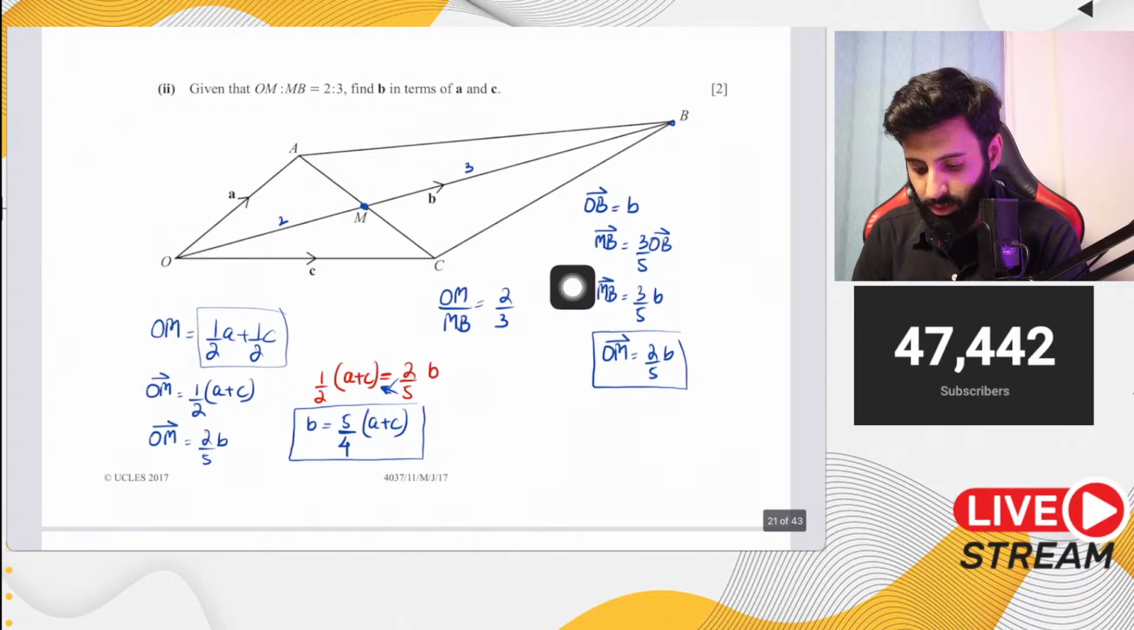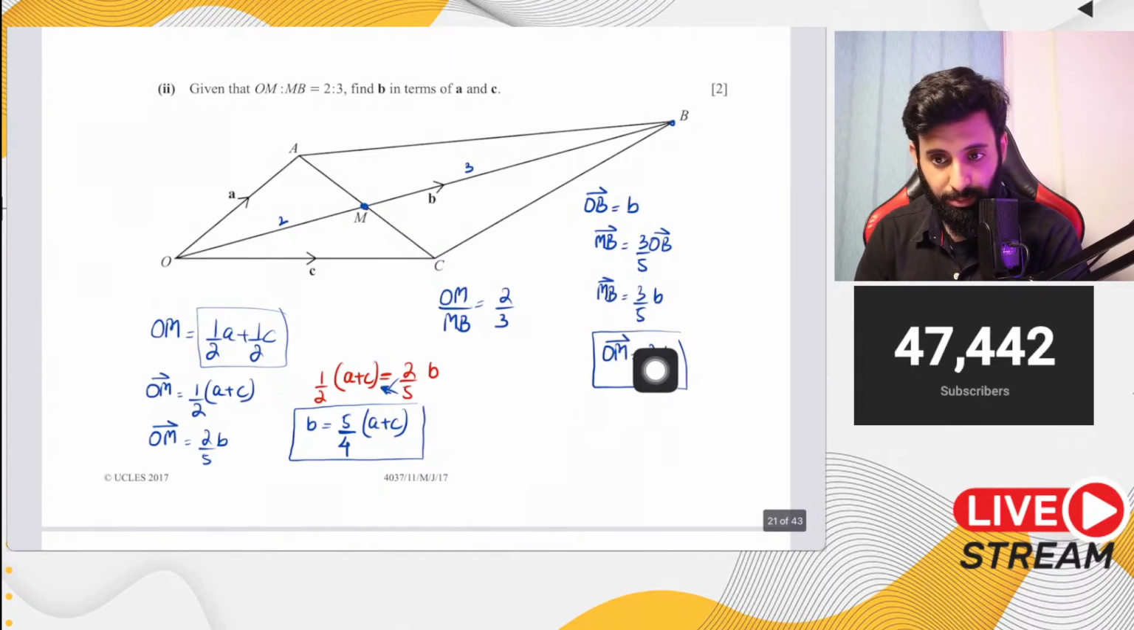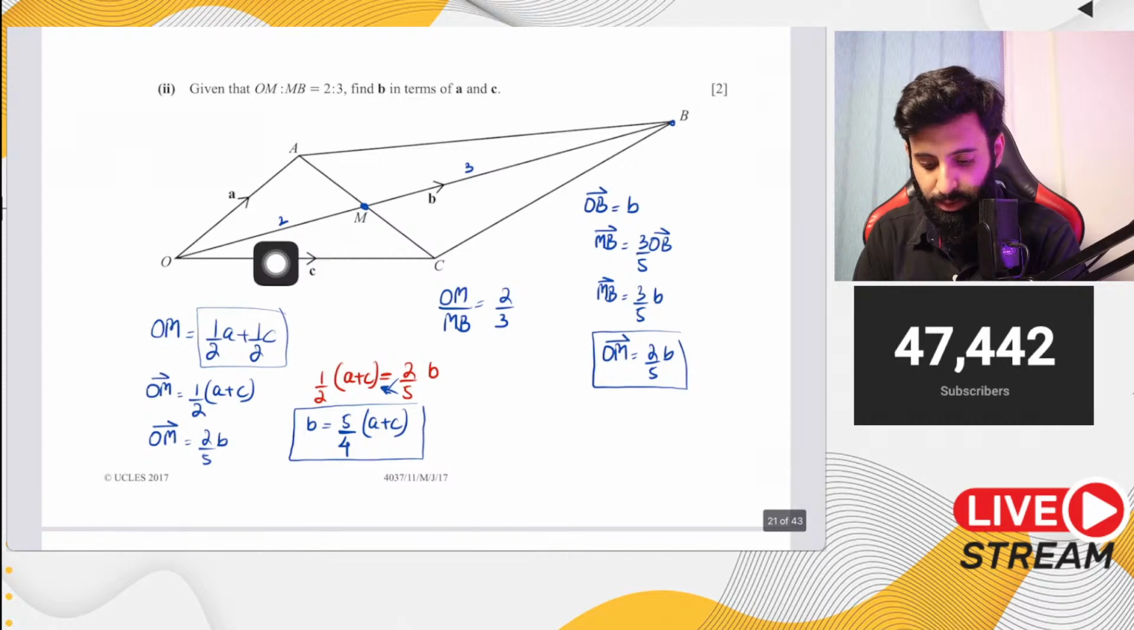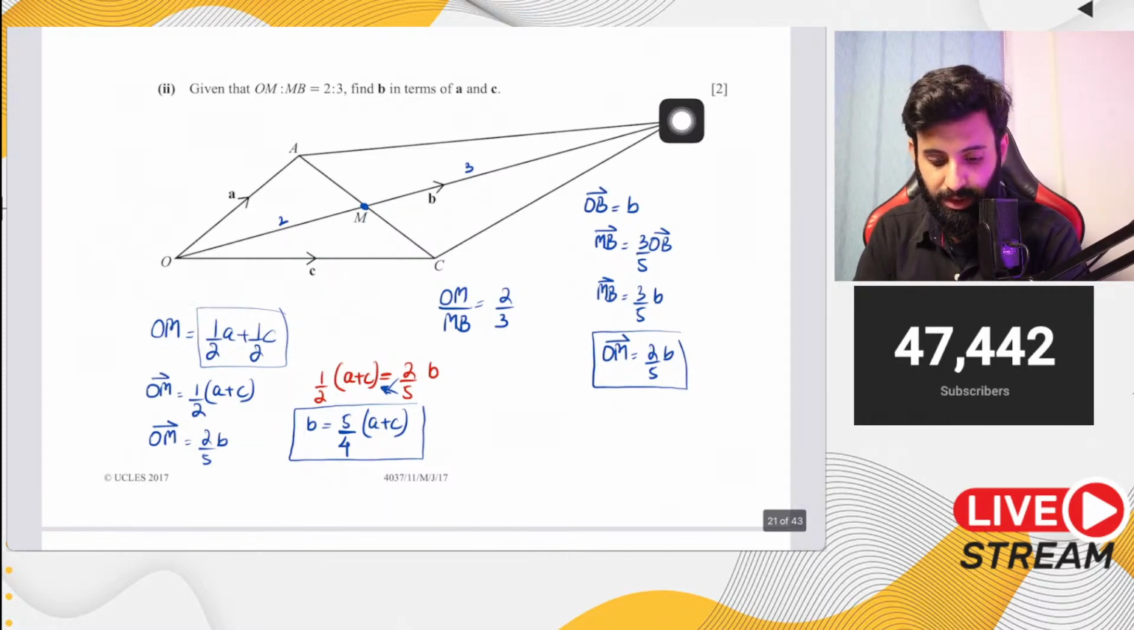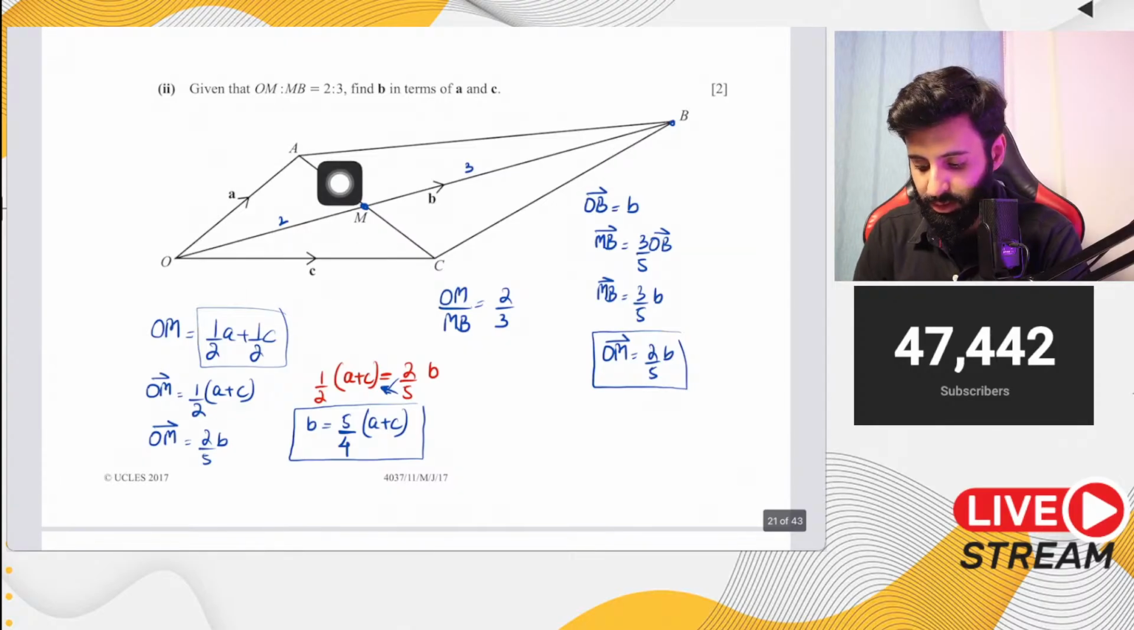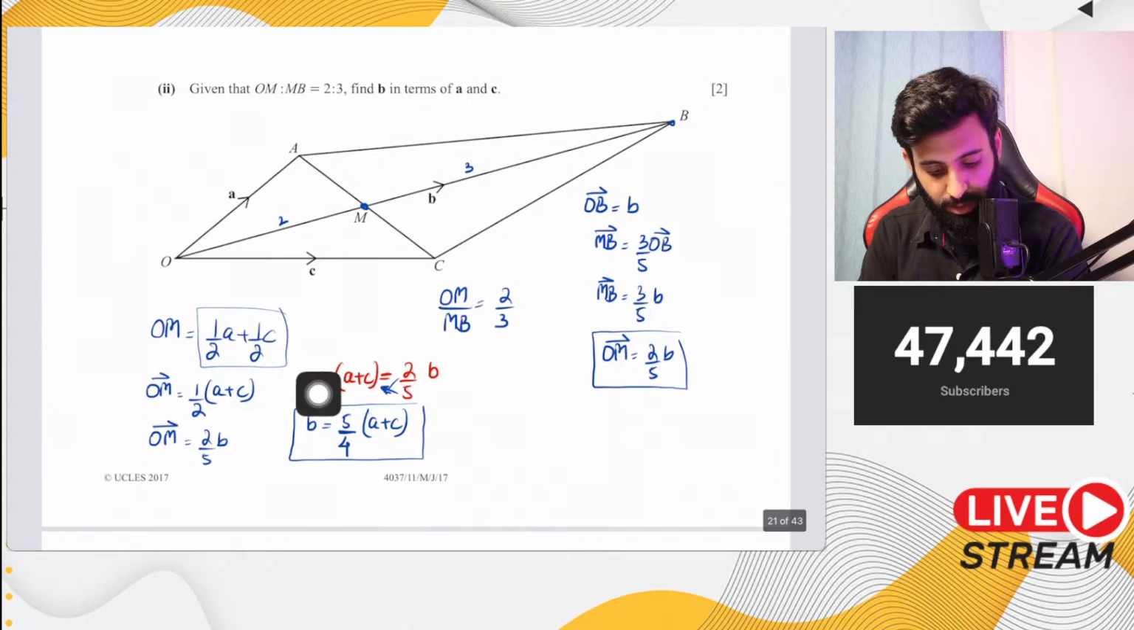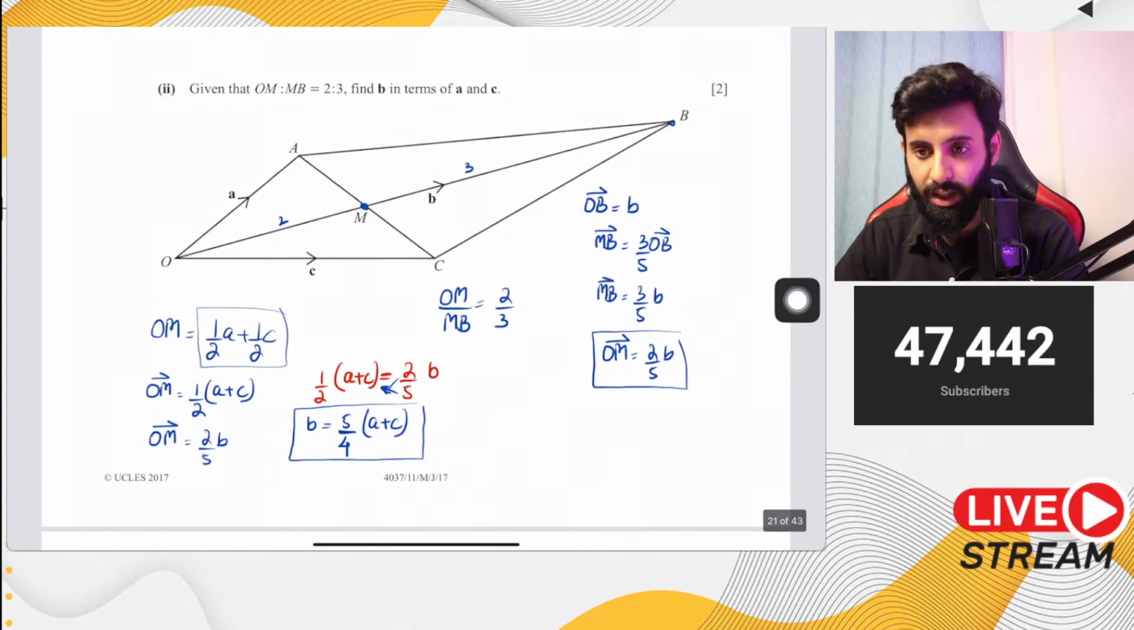Okay, so OM is going to be equal to 2/5 of B. Why 2/5 of B? Because OM is 2 parts and MB is 3 parts. So altogether this has been split into 5 parts, which means that OM is 2/5 of the total. So here's OM in terms of B, and here is OM in terms of A and C. You equate the two OMs and just make B the subject and you'll have the answer.